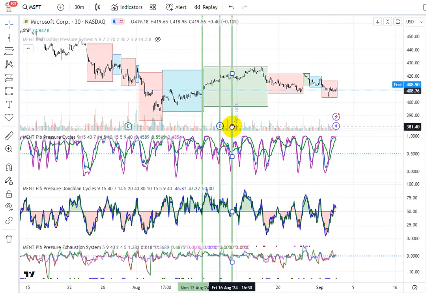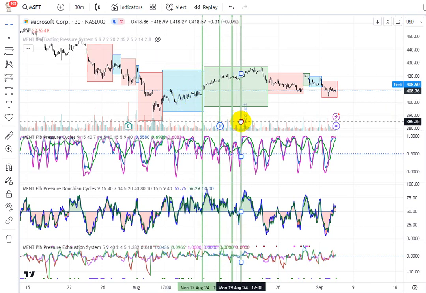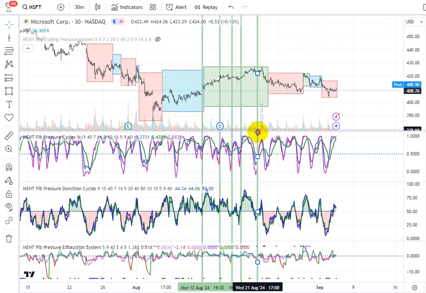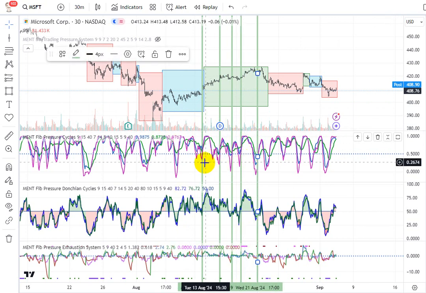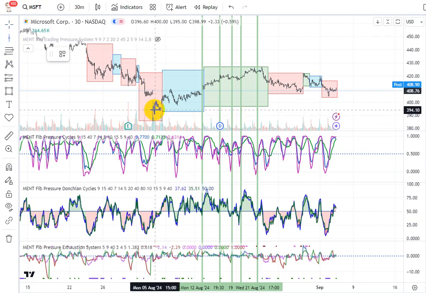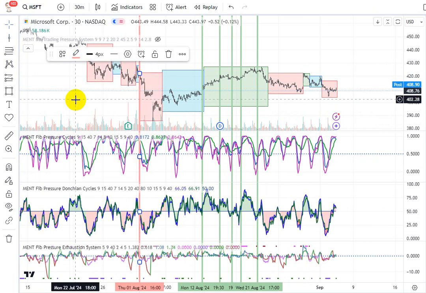Cycle bottom right here. Okay, you see what I'm highlighting? Cycle tops right here. So here's a cycle top breaking downward. Here's a cycle top right here, right at the beginning of the trend. Beautiful.